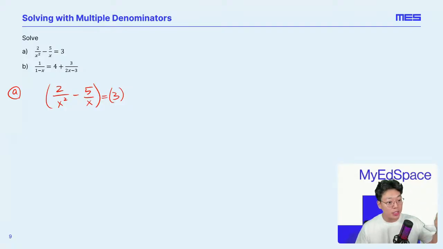Maddie, x is a great suggestion. Let's try that. See what happens. If we multiply both sides by an x, will it get rid of all the denominators on the left side? Let's think about that, right? That's the question we want to be asking. Will we be able to get rid of all the denominators on the left side?